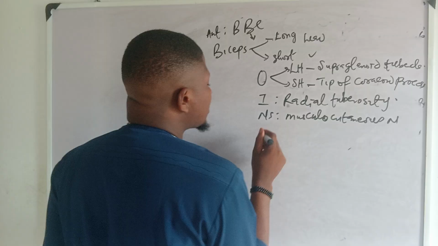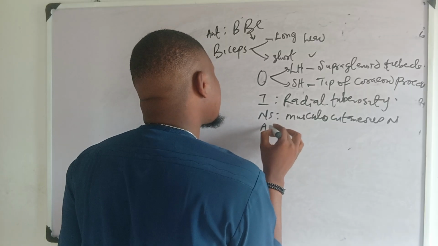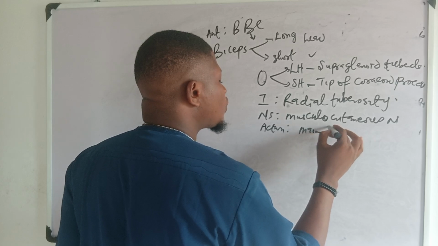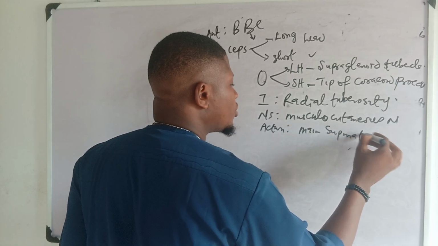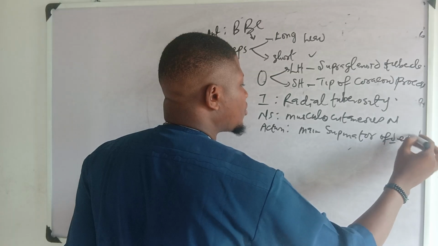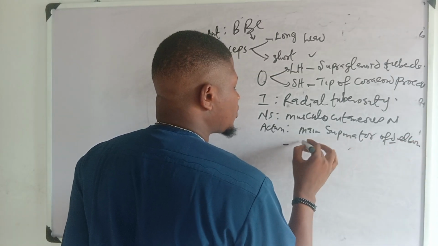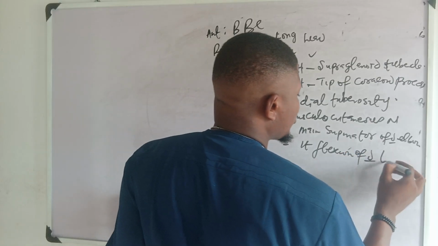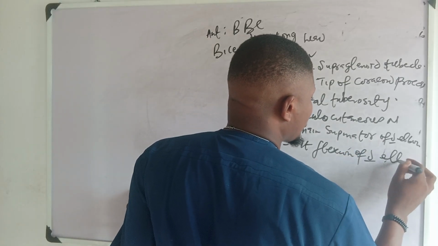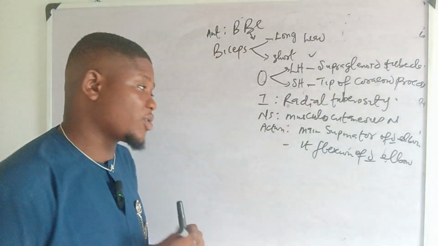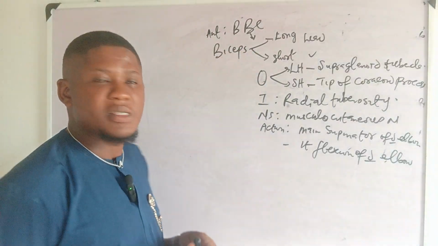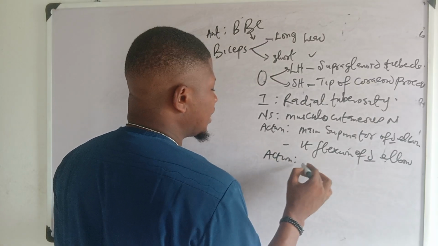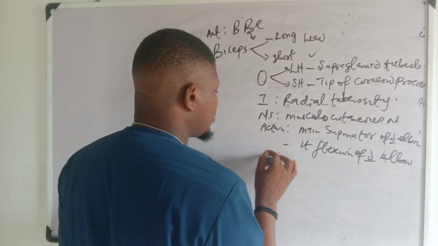Then what is the next thing? Is action. This muscle is the main supinator of the elbow, and it also helps in flexion of the elbow. It's just a minor flexor of the elbow. The major flexor of the elbow is brachialis. Okay, then, sorry, unique feature.